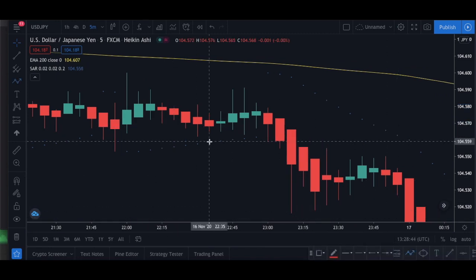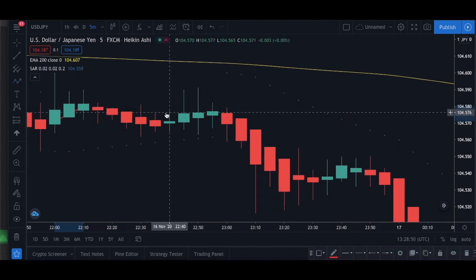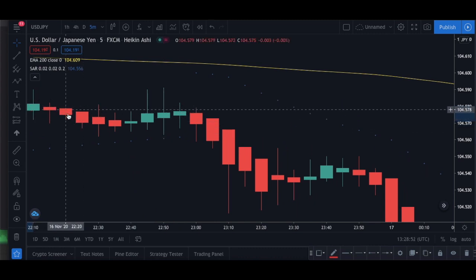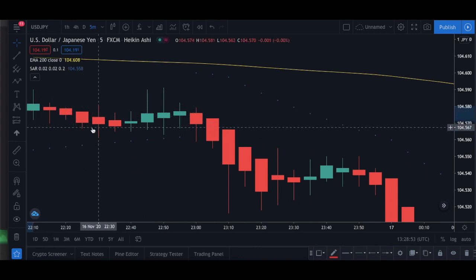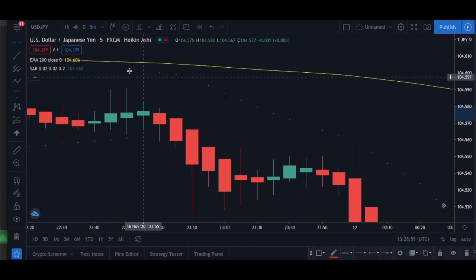Now you see 3 green candles in a row, but we are still unable to open a trade here. Because there are 2 errors with this trade. First, the Parabolic SAR is below the price, and second, there is a small upper shadow on the candle. Let's move on. Now we have a clean entry.